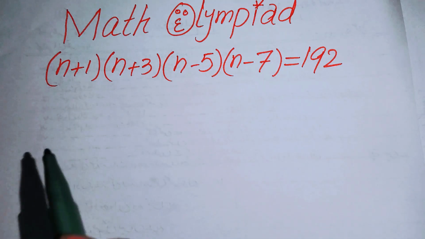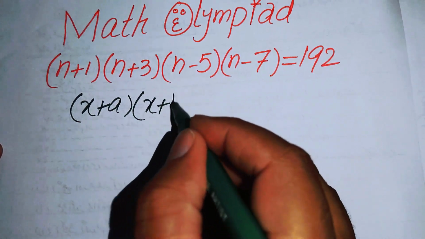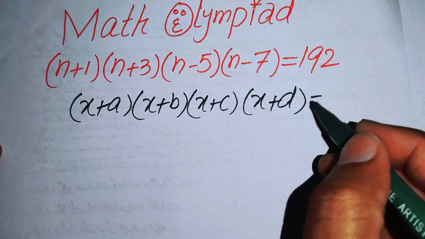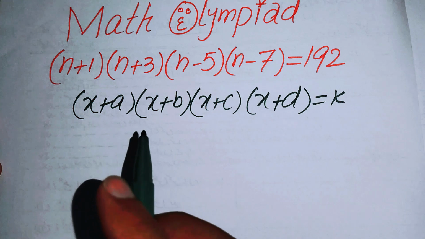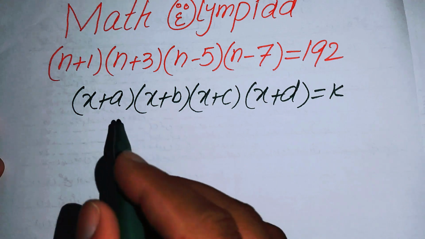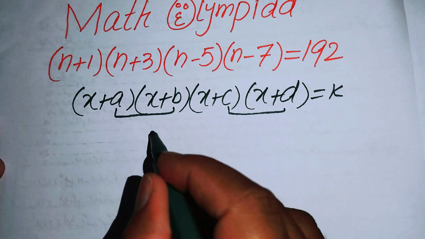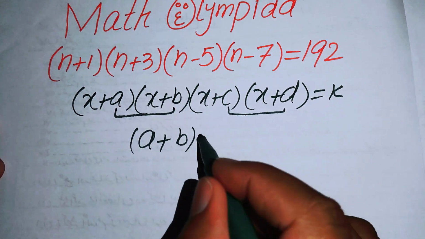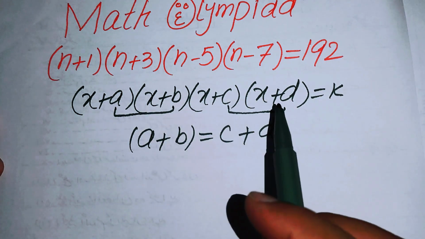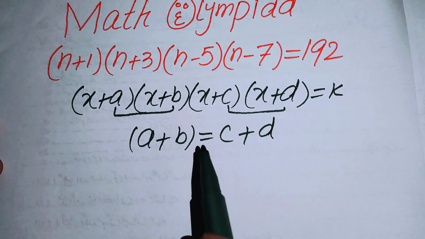If four factors are multiplied together in the form (x + a)(x + b)(x + c)(x + d) = k, then you can rearrange the factors according to this trick. You first check whether the sum a + b is equal to the sum c + d. If a + b and c + d give the same answer, you can arrange all four factors in this form.